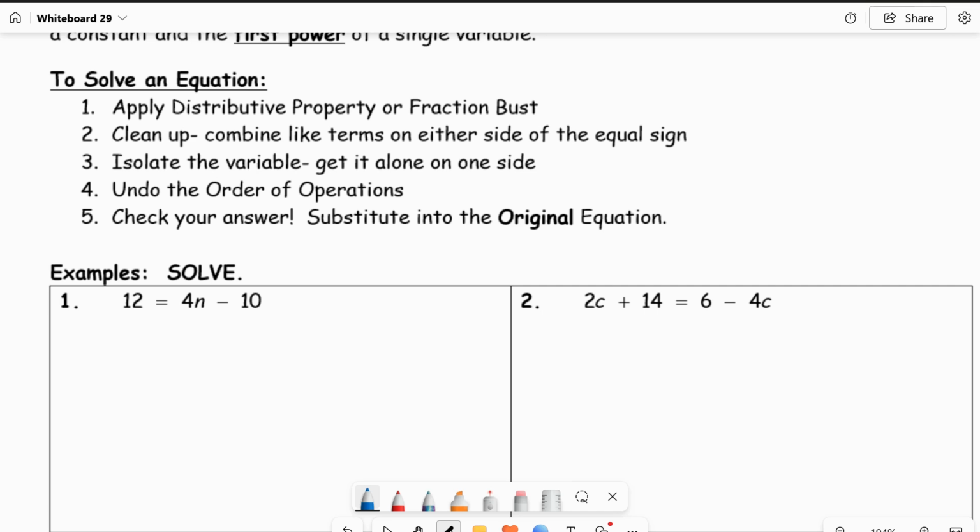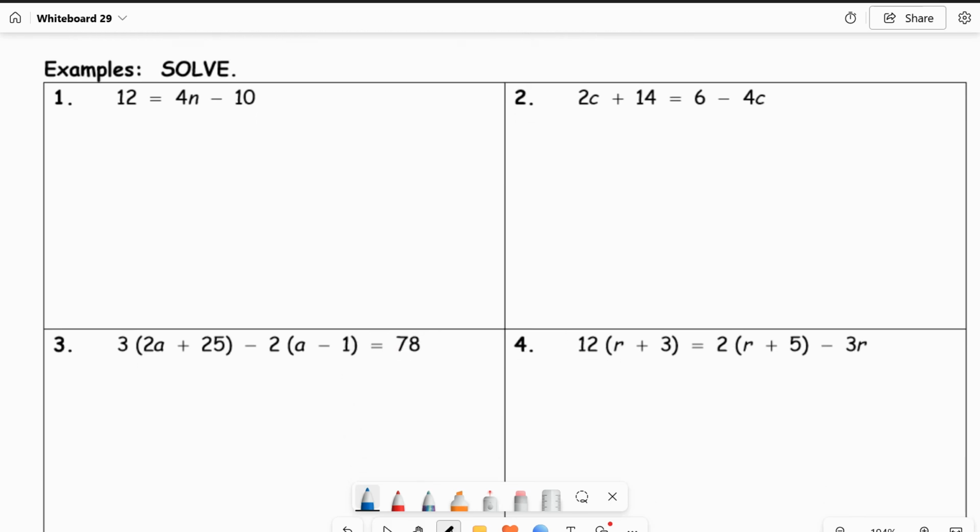All right, so let's go on and just work through a couple of these examples. So in number 1, we have 12 equals 4n minus 10. So we're trying to solve for n here. So let's isolate n. Right now, we have 4n minus 10. So let's start by adding 10 to the other side. So we'll add 10, add 10. I've got 12 plus 10, which equals 22, equals 4n.